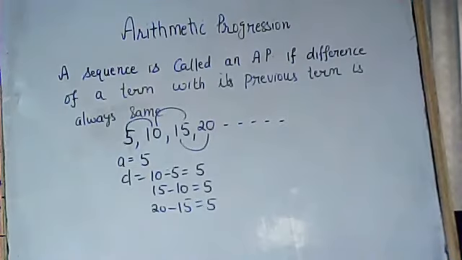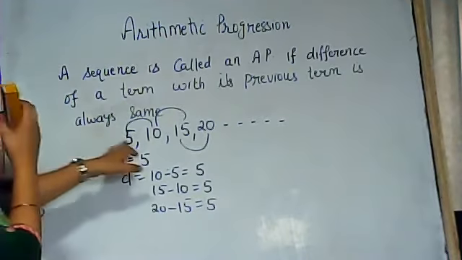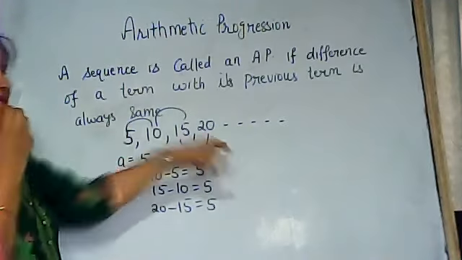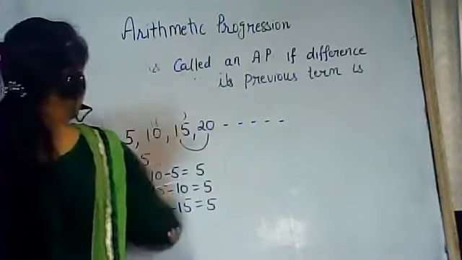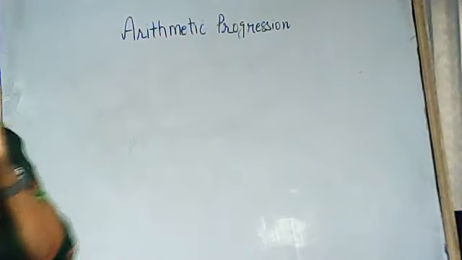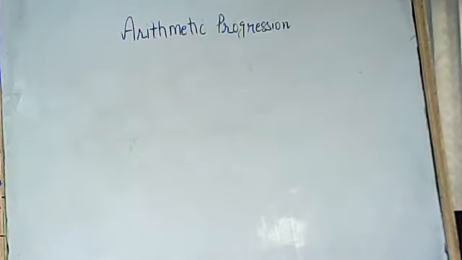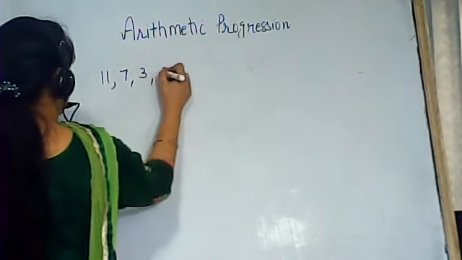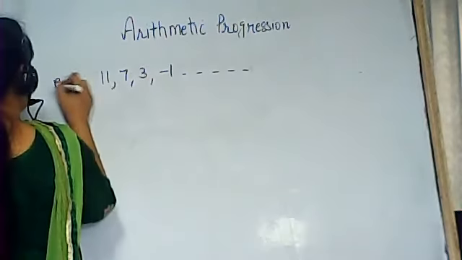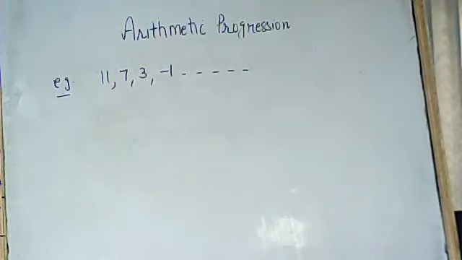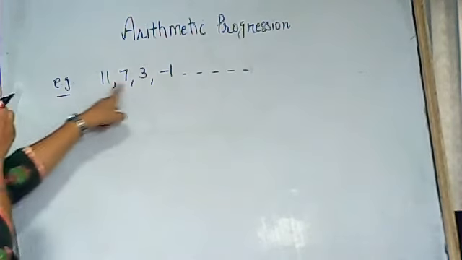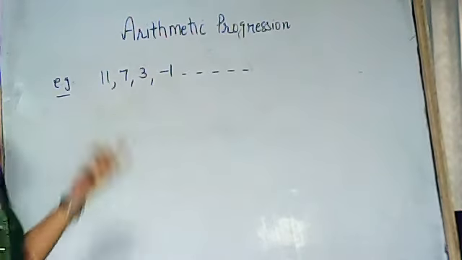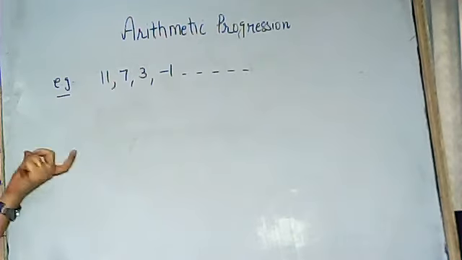So beta, these are the two examples related to the AP series. And in both these examples, we have considered an increasing sequence. So let us consider one more example. We have different types of sequences. For example, let us consider 11, 7, 3, -1 up to so on. Suppose we have considered this sequence. Now we shall check whether this sequence is in AP or not. The concept is same. We have to check the common difference.